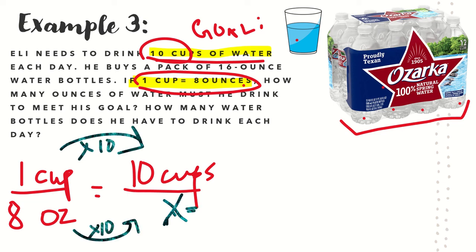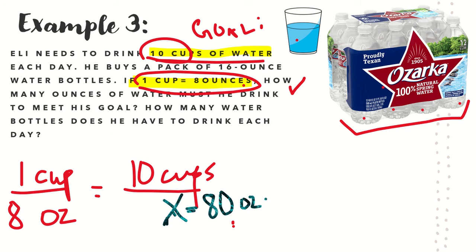So Jeffrey, to meet his goal of 10 cups, that would be the equivalent of drinking 80 ounces. And so this does answer the first part of the question. How many ounces of water must he drink to meet his goal? He needs to drink 80 ounces of water to meet his goal. We've answered it. The second is kind of just more of a fun follow-up question.